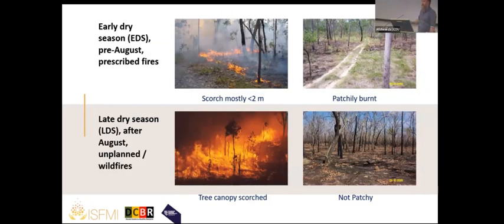So why does it matter if it's an early or late dry season fire? Well, if we look at the effects of fire at different times of the year, on the top, in the early dry season, fires are very low, they're patchy, they don't scorch much of the trees, they don't burn all of the fuel on the ground, as opposed to the late dry season in wildfire scenarios where you are consuming a lot more of the fuel, you don't have patchy fires, they're complete burns on the ground, and so there's more emissions.